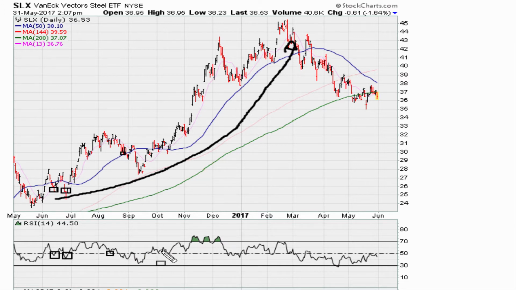Multiple bounces here on the RSI 50 level. Here it held support for the lows there, bounced with uniform activity for this low here.